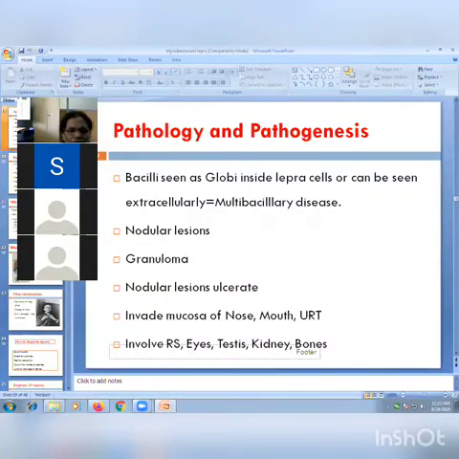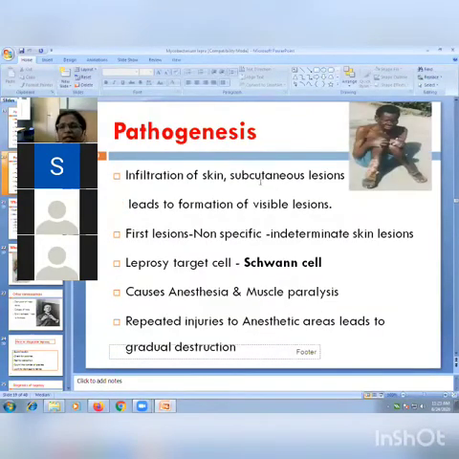So these tissues get involved: the respiratory system, eyes, testes, kidney, and bone. The nose and mouth are involved, so the mucosa gets infected. Lesions are nodular and they get ulcerated. This is the clinical typical presentation of leprosy: loss of nose, leonine face due to the presence of nodules. This is loss of sensation on the foot and hands.